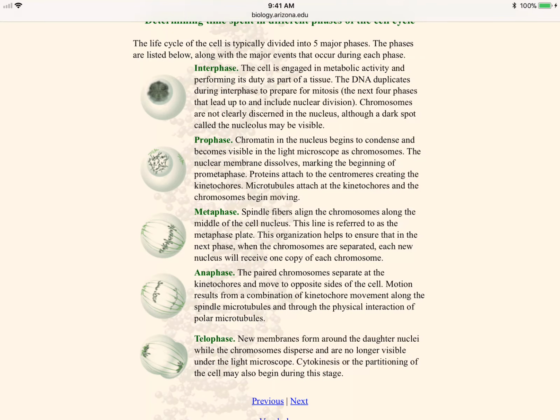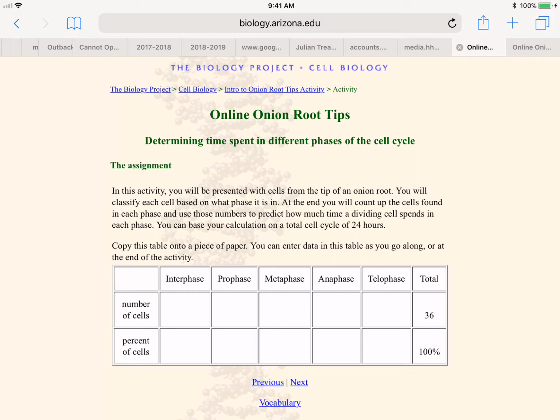When you're done reading, you're going to hit next. It'll bring you to this page. On this page, they show you a chart. This chart is in the worksheet that you need to fill out alongside of this website. What you're going to do is look at 36 different cells, and you're going to classify them as being in interphase, prophase, metaphase, anaphase, or telophase. As you are done classifying them, you'll count up the total number in each and determine their percentage. Like I said, this chart is right in your worksheet, so please make sure you're filling it out.